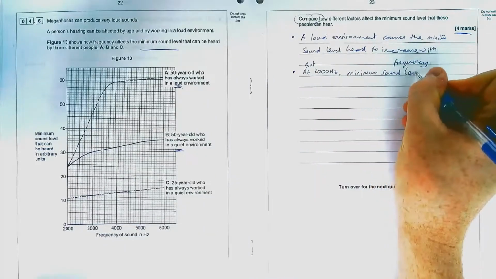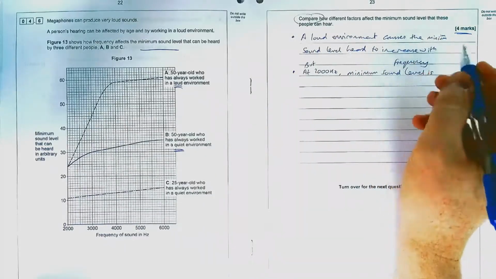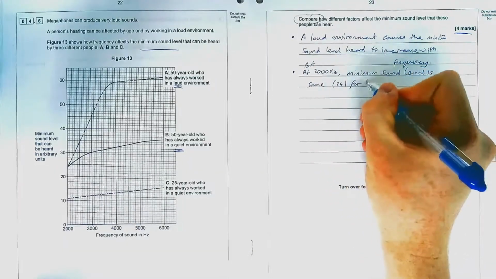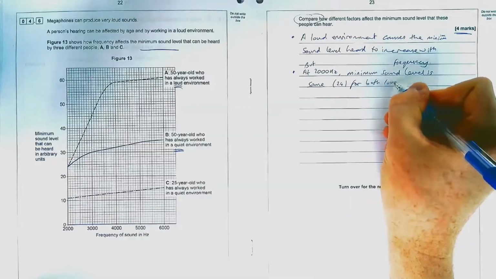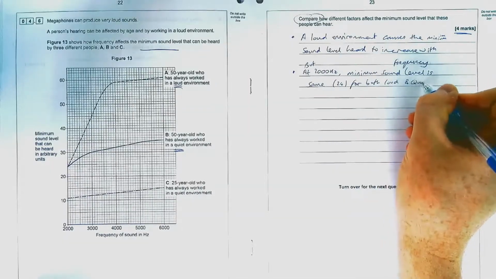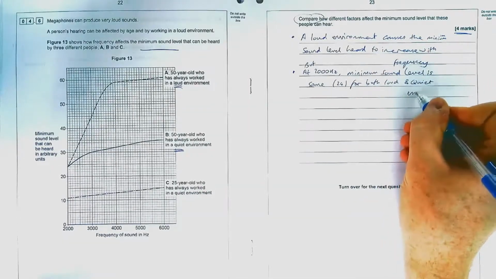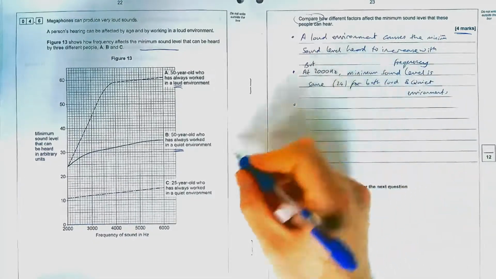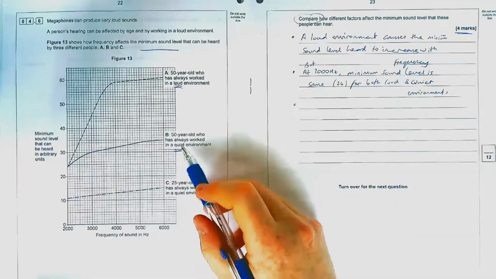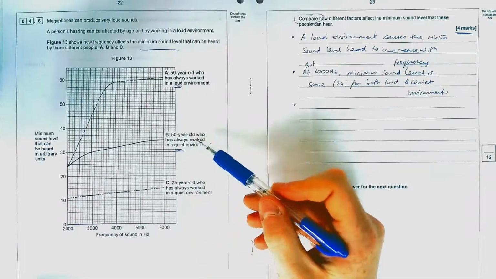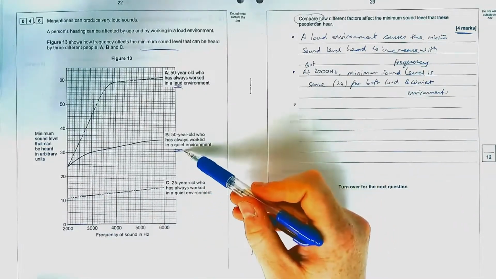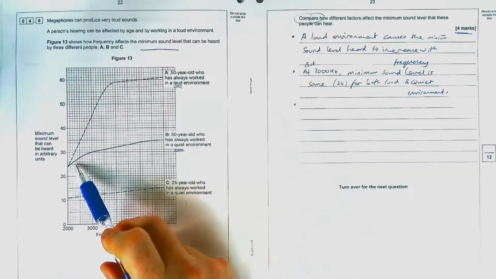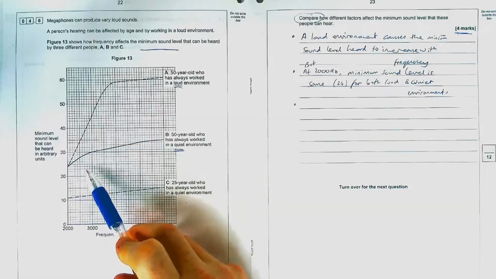Okay, next comparison we could talk about is, well, next we've got to talk about line C. So this is about age, so hopefully it's obvious comparing the two quiet environments, so 50-year-old and 25-year-old. The 50-year-old has a higher minimum sound level of basically the whole range of the frequencies. Okay, so what we'd say is something like that the minimum sound level increases with age.